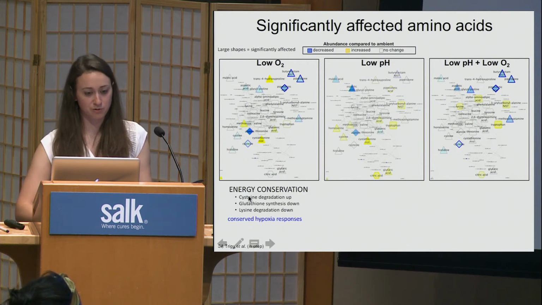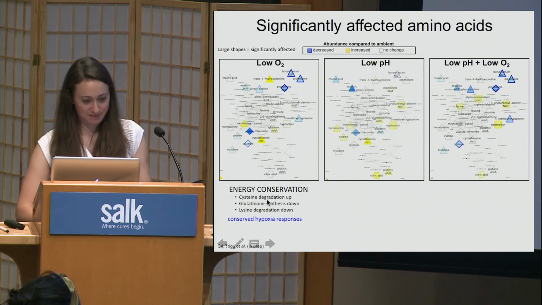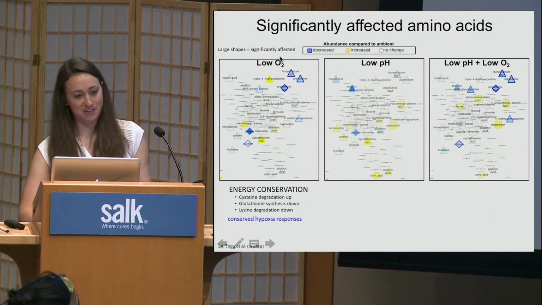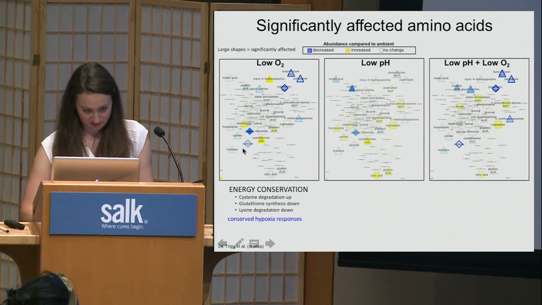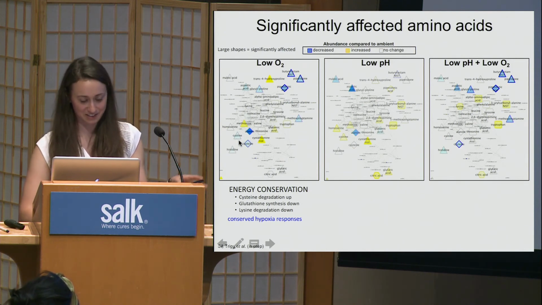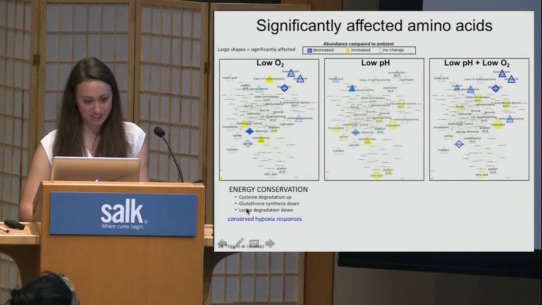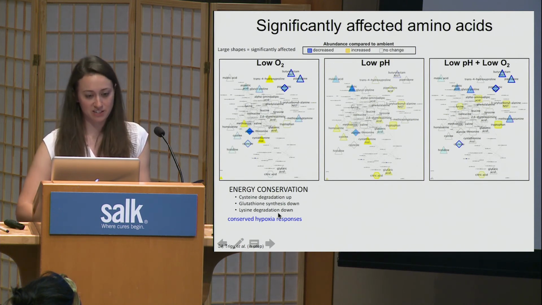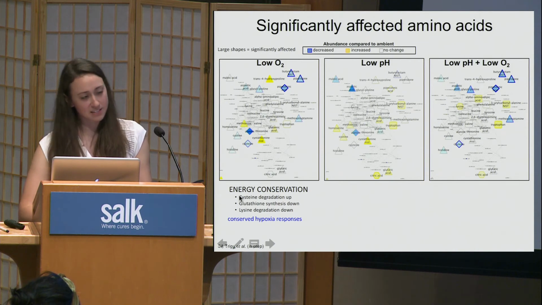And what's important to look at here is that energy conservation seems to be happening in the low oxygen treatment group, because cysteine degradation was upregulated, because cysteine and all these other metabolites were showing decreased abundance. And also because of that, it seems like glutathione synthesis might be decreased, because the cysteine is down and the glutamic acid is up. And lysine degradation seems to be decreased. And these three things are actually conserved hypoxia responses in other animals.